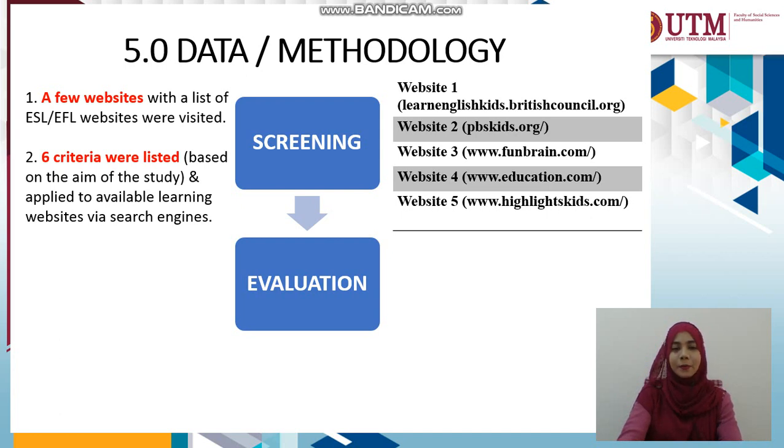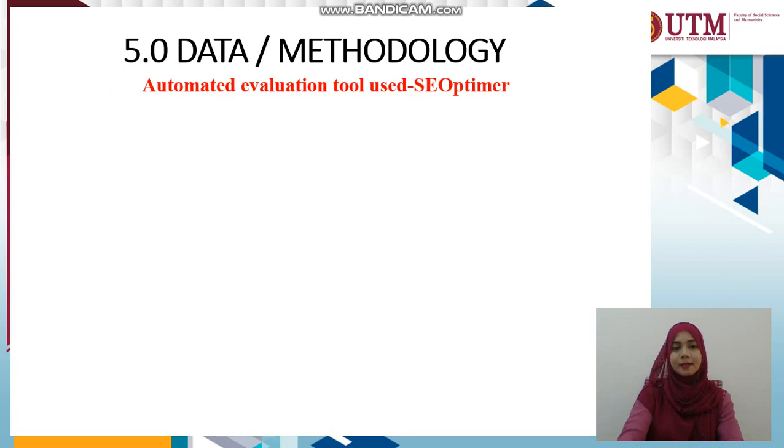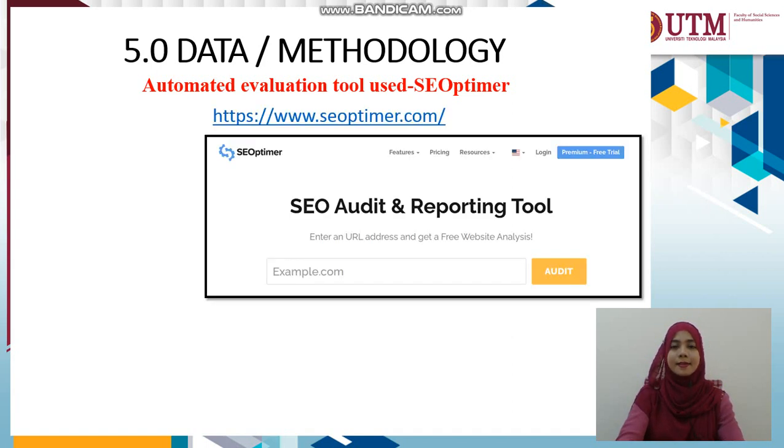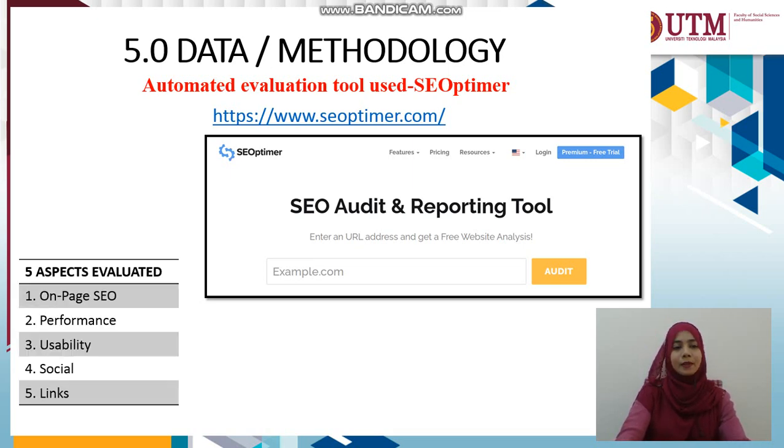The next process was the evaluation process using an automated evaluation tool, which is SEO Timer. SEO Timer is a website SEO, search engine optimization checker, which comprehensively audits websites and provides recommendations for each aspect. Among the 5 aspects evaluated using this tool are: first, on-page search engine optimization, on-page SEO; second, performance; third, usability; fourth, social; and fifth, links.